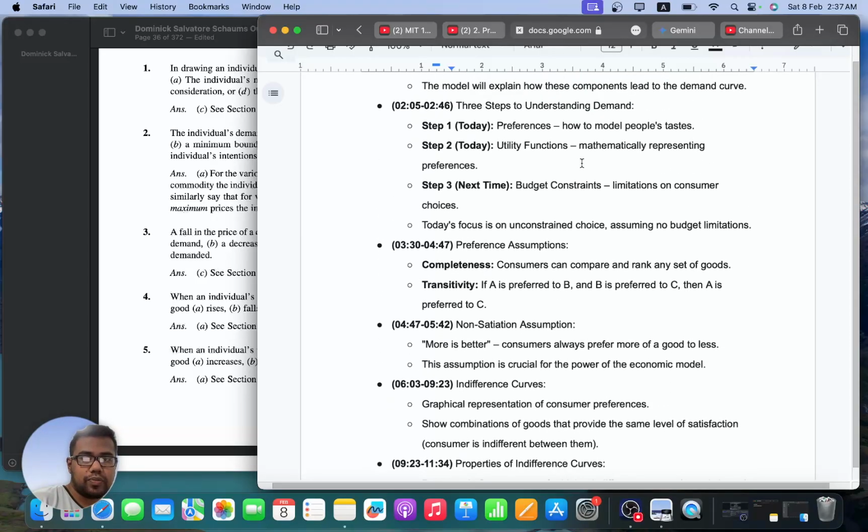Step 1 today: preferences. How to model people's taste? It's basically what we're going to start with. Also today we are going to learn utility functions, mathematically representing preferences. We are going to learn how to represent preferences mathematically. How is that going to be? I think that is going to be done through the straight line demand curves.